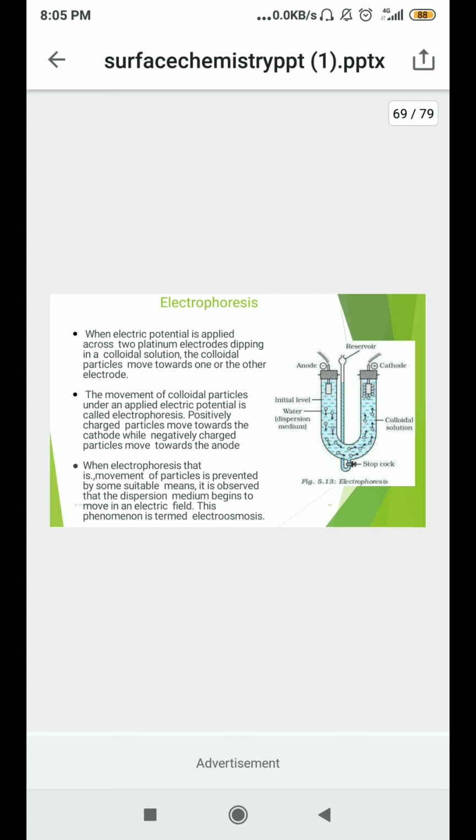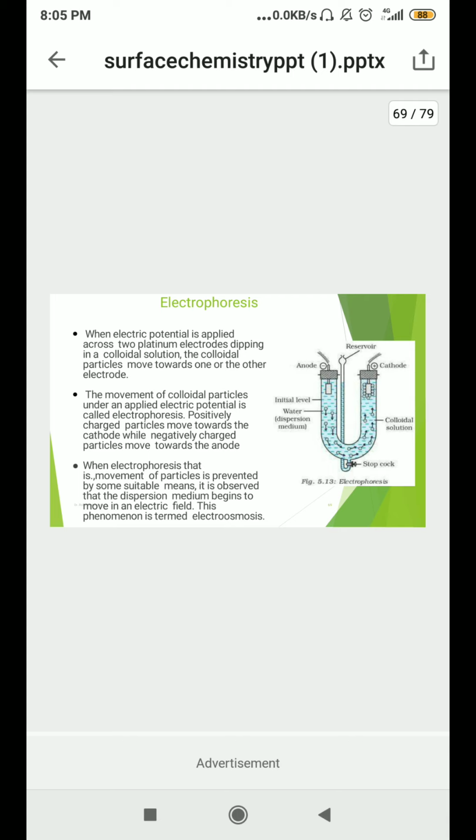This phenomenon is known as electroosmosis. So what happens is, negative ions get attracted towards the anode and positively charged ions towards the cathode. When there is an application of external energy, this movement can be prevented by applying electricity or electric current from outside.